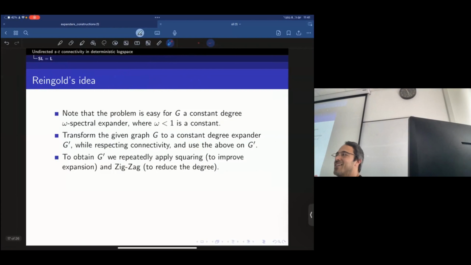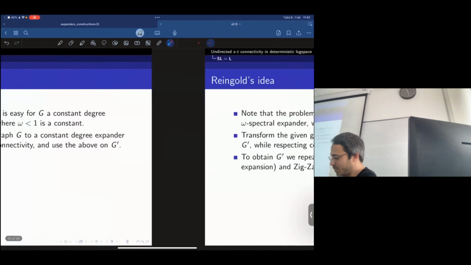Yes, if and only if, exactly. So we are going to maintain, up to the fact that the vertices are changing, the connected components. But that's the strategy. And the point is, we do want G prime to be an expander and of low degree, right? Because of the previous thing here.